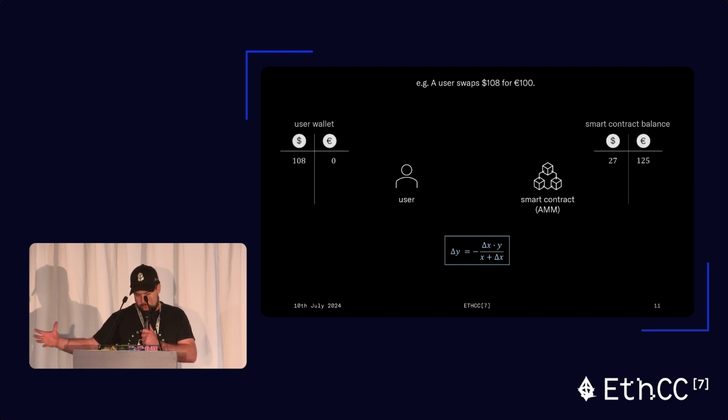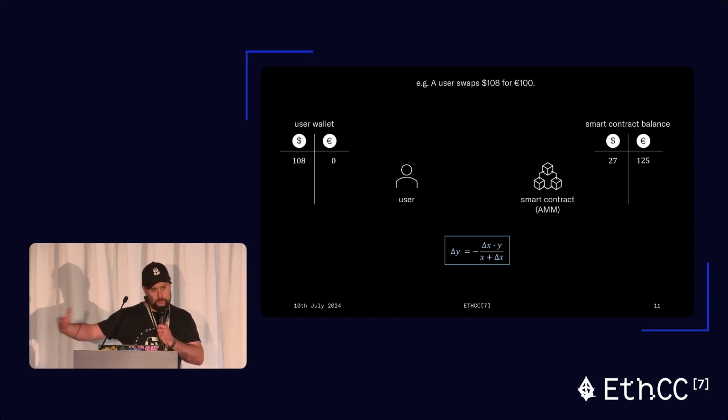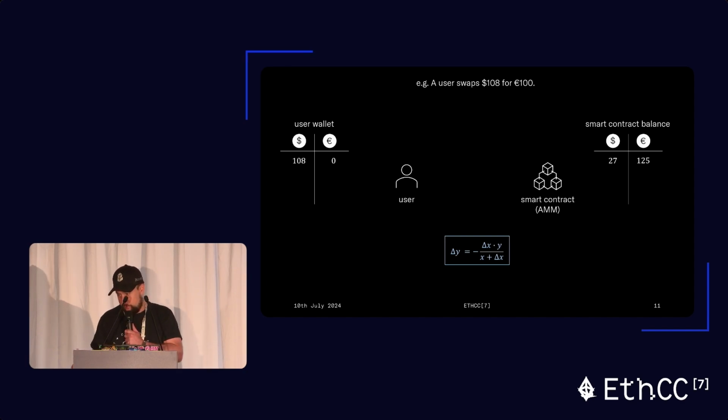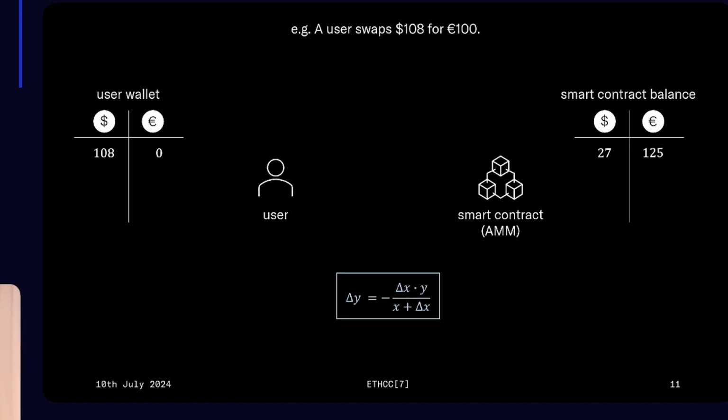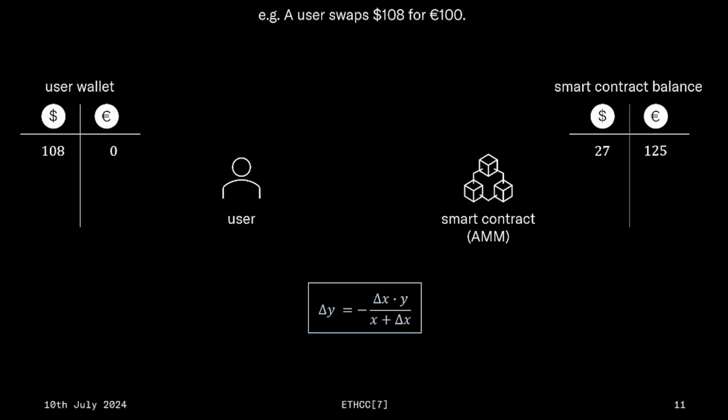And I'm going to show you how this formula is applied. Assume that we have a user on the left side of the screen, and he's got $108. This can be a token, or actually there's no reason this necessarily needs to be on-chain infrastructure. You could imagine this being an exchange at an airport. But he's got $108 in his pocket. And then the smart contract, the AMM in this case, has a balance of $27 and 125 euros.